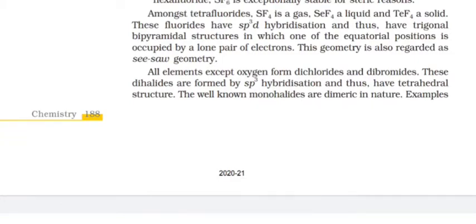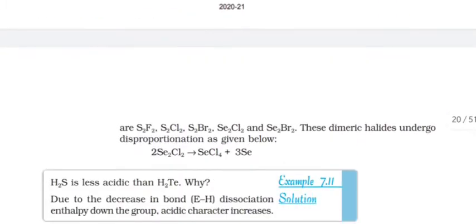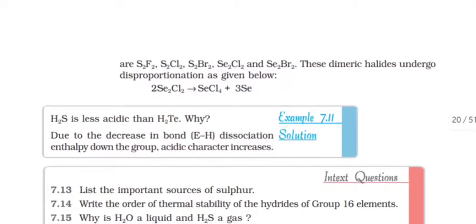All elements except oxygen form dichlorides and dibromides. These dihalides are formed by sp3 hybridization and thus have tetrahedral structure. The well-known monohalides are dimeric in nature. Examples are S2F2, S2Cl2, S2Br2, Se2Cl2 and Se2Br2. These dimeric halides undergo disproportionation as given below. 2Se2Cl2 gives SeCl4 plus 3Se.